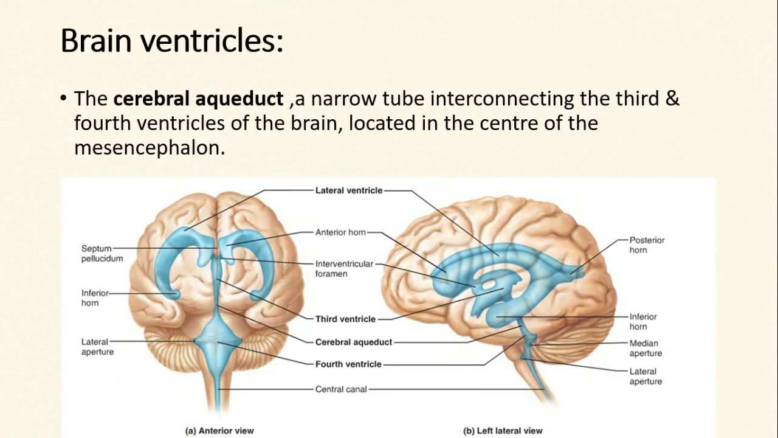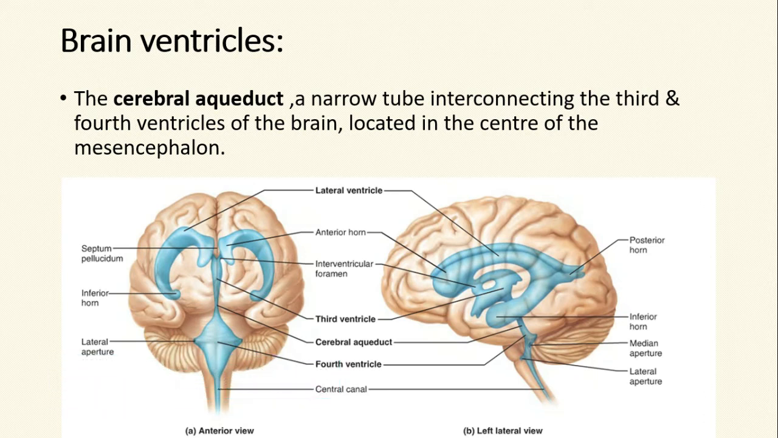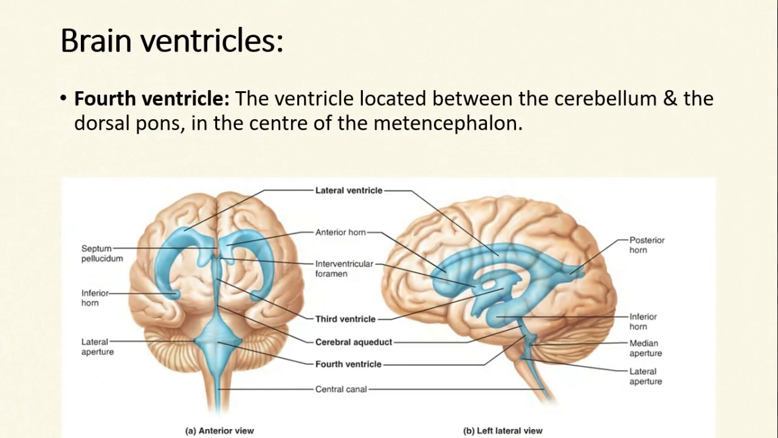The cerebral aqueduct, which is a narrow tube interconnecting the third and the fourth ventricle of the brain, is located in the center of the mesencephalon. The fourth ventricle is located between the cerebellum and the dorsal pons in the center of the metencephalon.